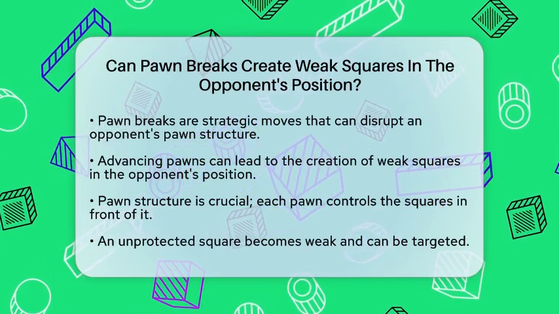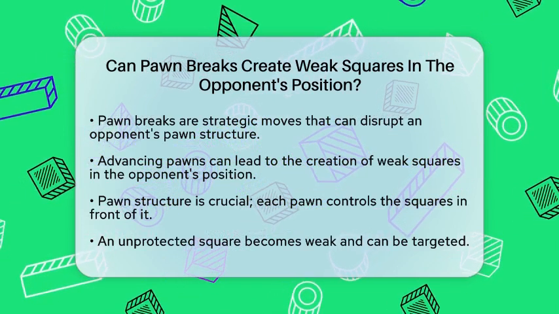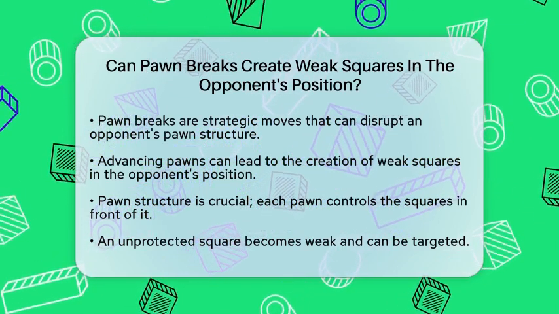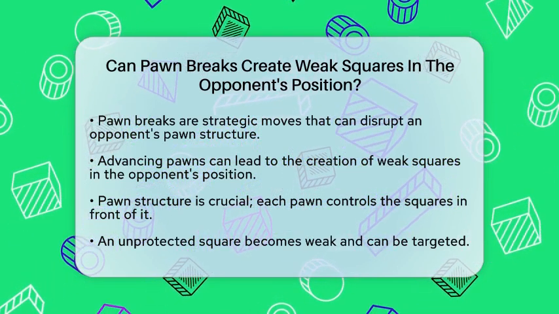Pawn breaks are strategic moves where you advance your pawns to disrupt your opponent's structure. This can lead to the creation of weak squares in their position, which can be a game changer.